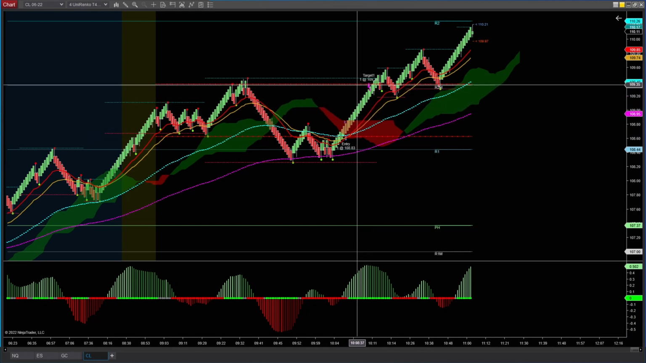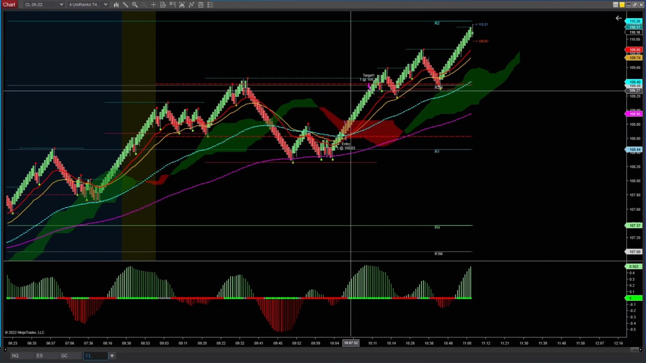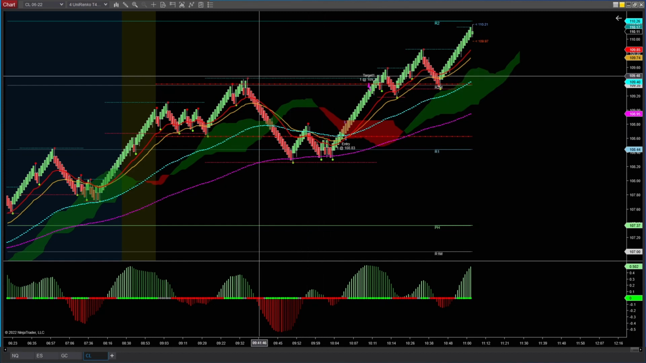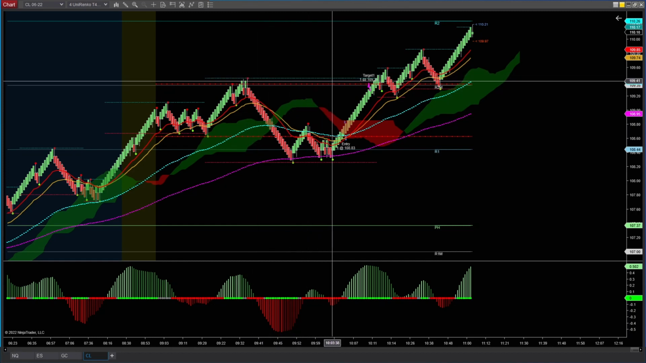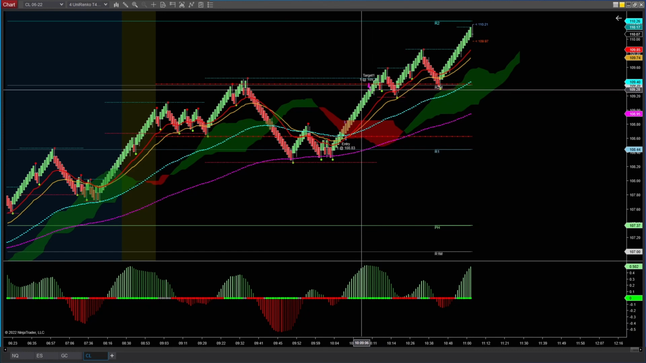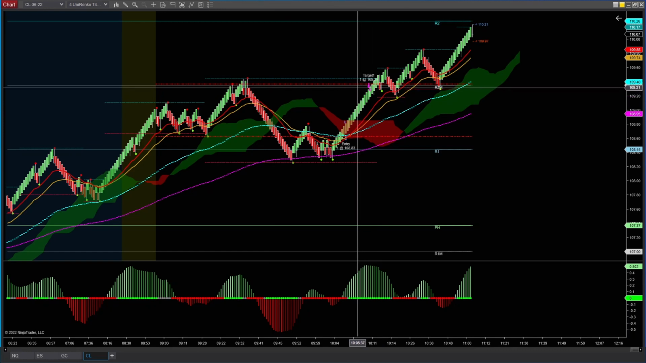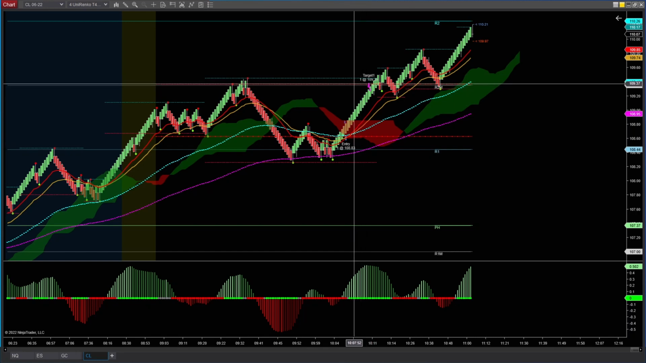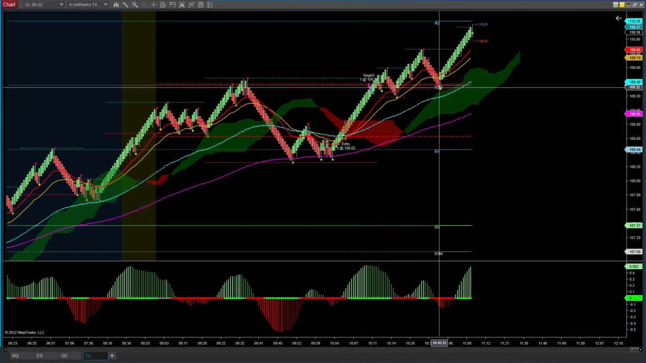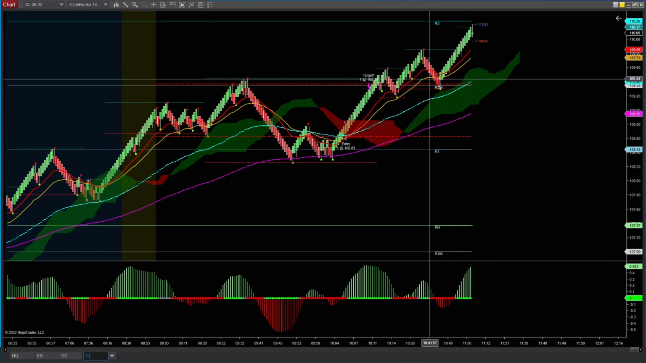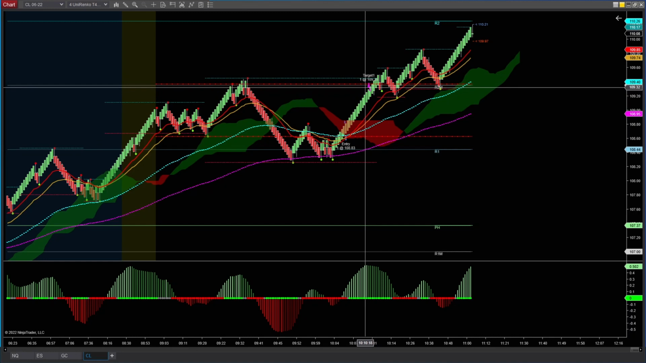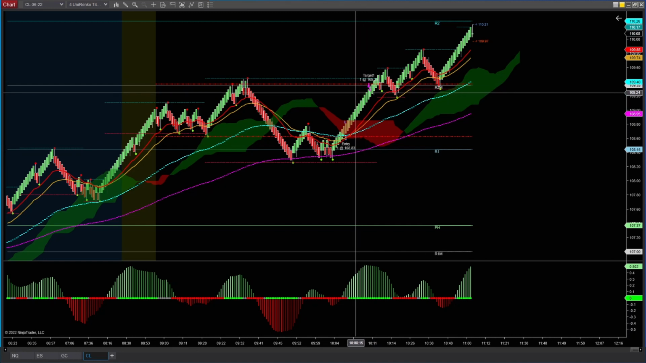You have resistance here at this pivot high, right? But then I put my exit a little bit below that price, and also below the 30 minutes range, below the upper side of the 30 minutes range. So yeah, exactly. That is the trade.